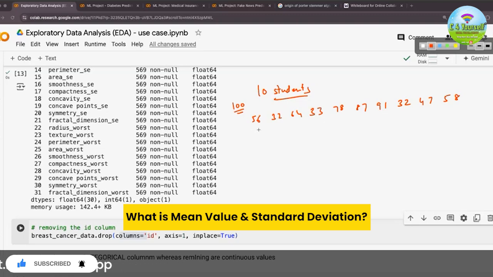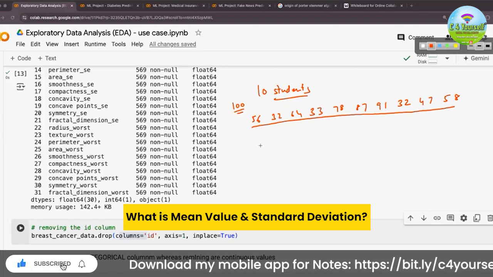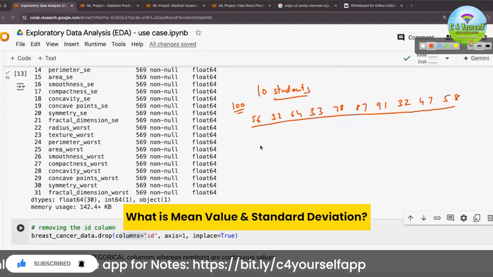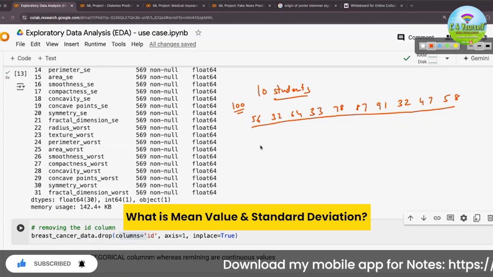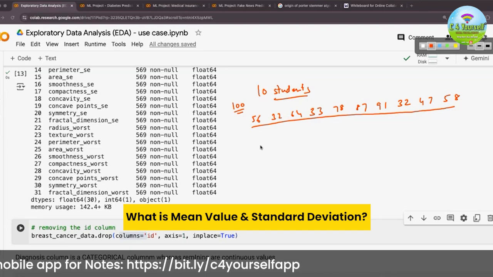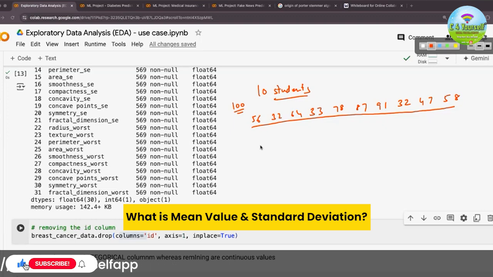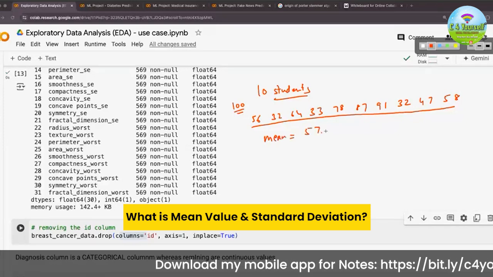So if you calculate the mean out of it, what does the mean come out to be? I'll put up the calculator so that I can do that much faster. So we have 56 plus 32 plus 64 plus 33 plus 78 plus 87 plus 91 plus 32 plus 47, and then finally plus 58. The total comes out to be 578, divided by 10. Now we have the average, or you can say the mean, which comes out to be 57.8.